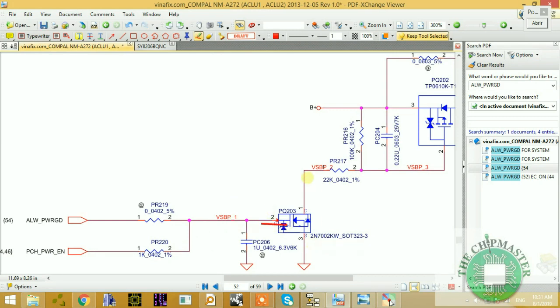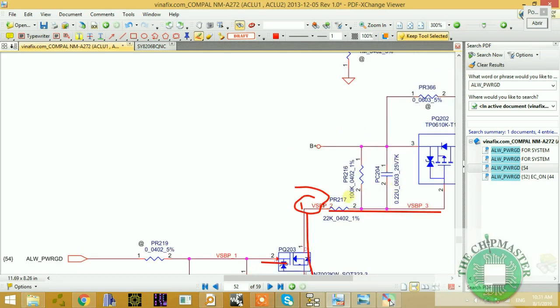And at the same time, this MOSFET will conduct. This will be a low voltage, 0 volt, and it's coming to here. This is a P channel MOSFET. Now at the same time, PR216 and PR217 are becoming a voltage divider, as you can see.